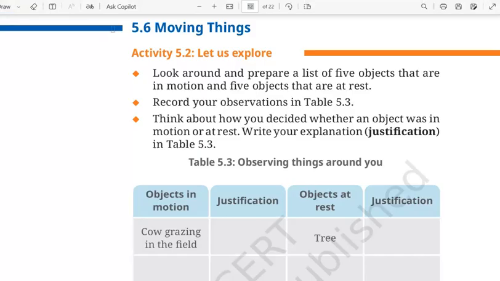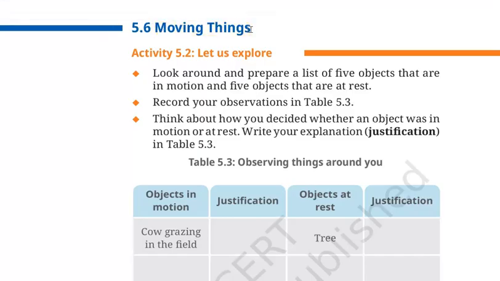Okay, now we have moving things. Student, what idea do you have about moving things? If you look around yourself, can you prepare a list of 5 objects that are in motion and 5 objects that are at rest? So here you see there is table 5.3.